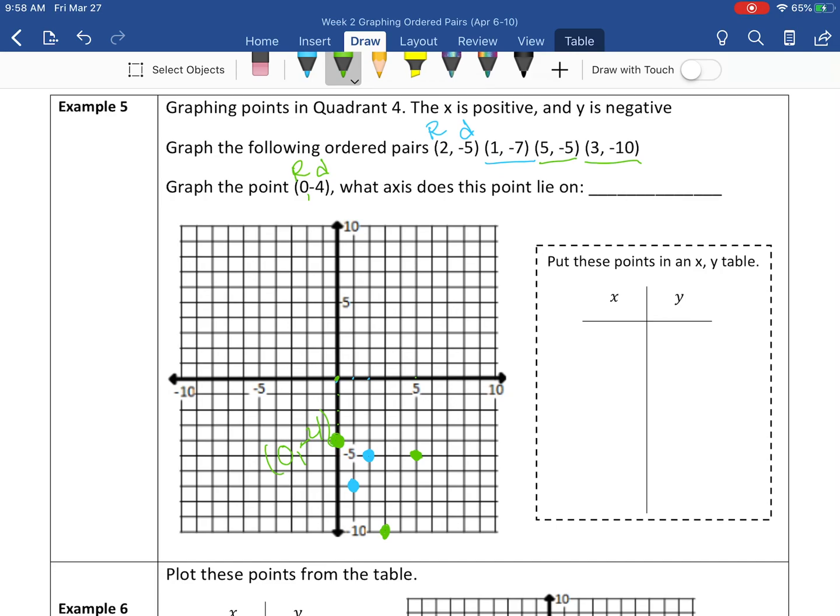And if we're looking at it, do you remember what axis this is? The horizontal axis is x, the vertical axis is y. So the point 0, -4 is on the y-axis.